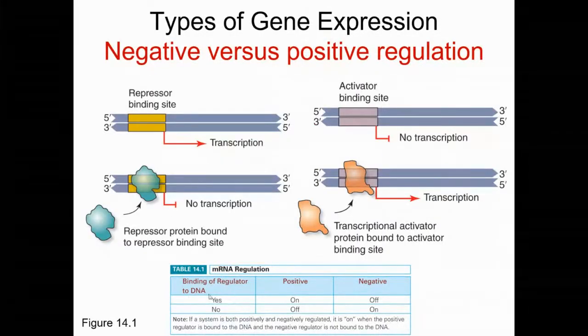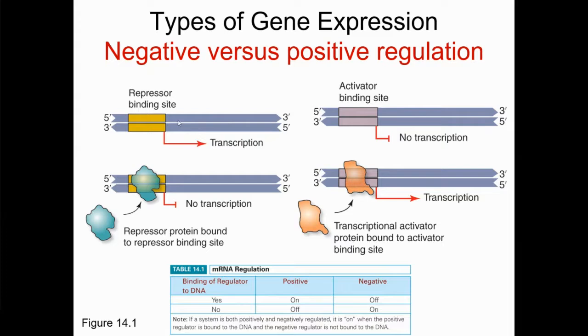So basically, here is the definition of messenger RNA regulation: the binding of a regulator to DNA. The regulator is a trans element, and the DNA is a cis element. For positive control, if something binds, then it turns on the transcription; if no binding, then it turns off. For negative control, if something binds to the DNA, then you turn off, and with no binding it is on.